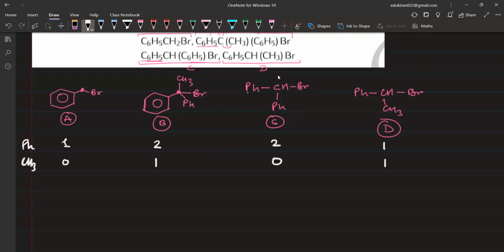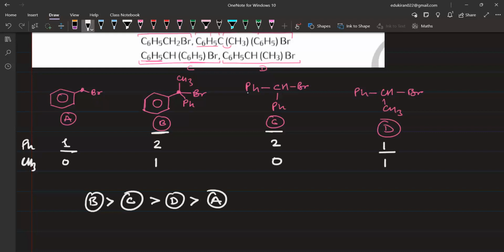Yeah. So जहाँ पे number ज़्यादा हो रहा है, first of all, let us look at the phenyl. So B and C are having same number of phenyl. So we are going to compare the CH3. So B will be the top, followed by C. Then next one we have A and D. So both of them are having one phenyl group, but CH3 आपका D में ज़्यादा है. So you will have D and then A. ठीक है?